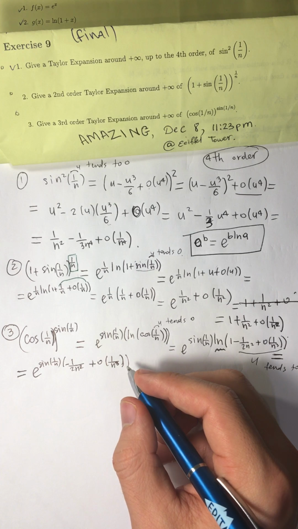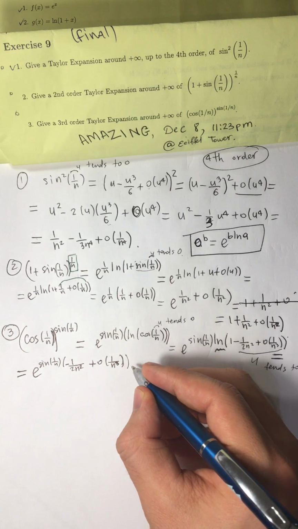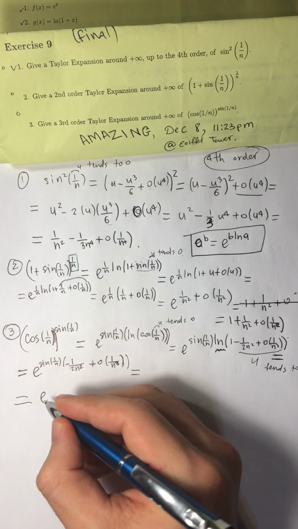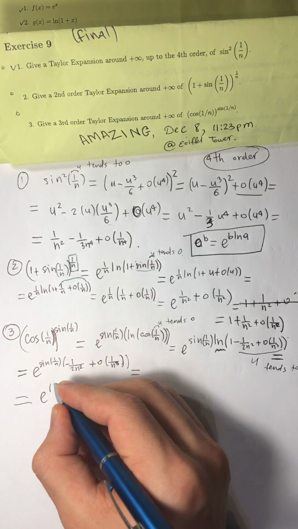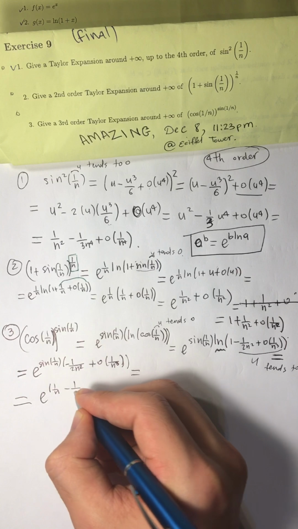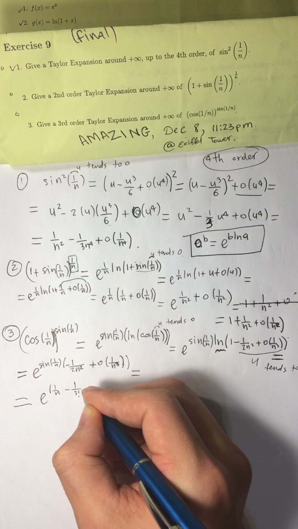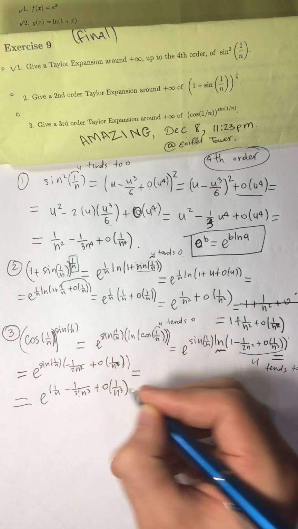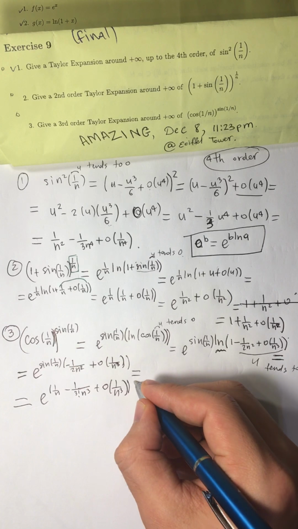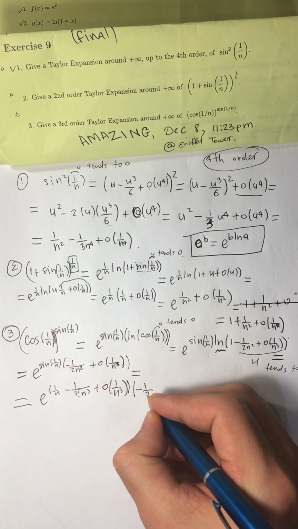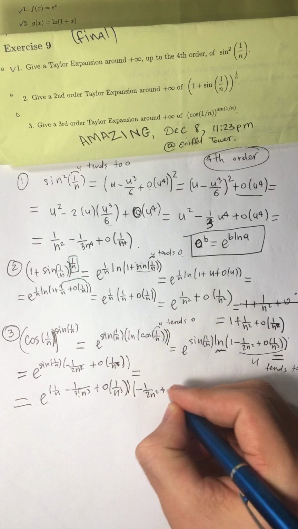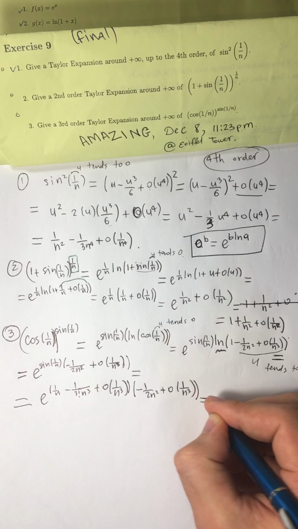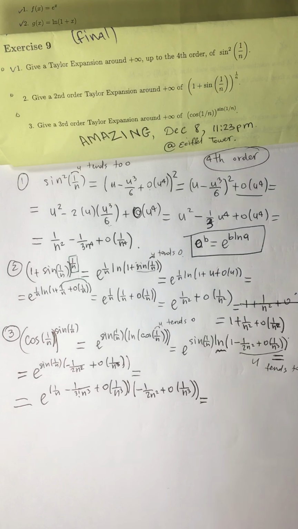And now, what's next? Time to expand sine x. If you expand sine x, you are going to have 1 over n minus 1 over 3 factorial n cube plus o(1 over n cube). I'm writing a little bit bigger because I'm not sure you can see it. This is not explanation, this is just correction.